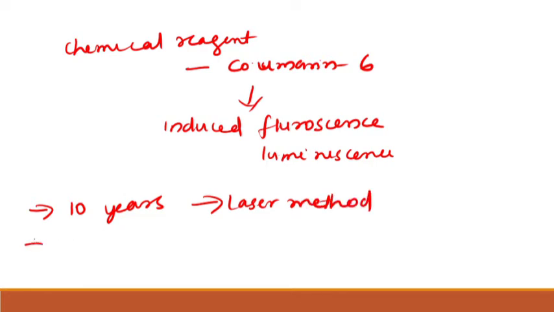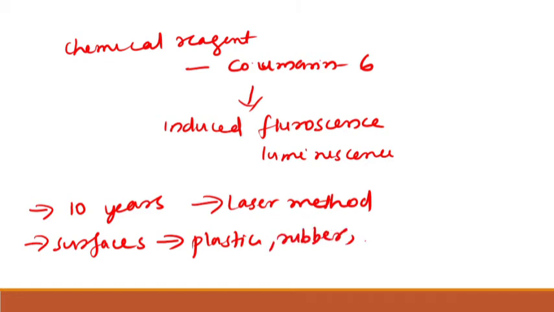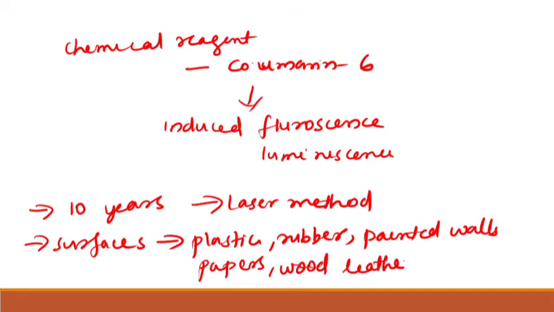and we can use this on surfaces such as plastic, rubber, painted walls, papers, wood, leather, etc. So from surfaces such as plastic, rubber, painted walls, papers, wood, leather, etc., we can develop latent fingerprints using the laser method, and even fingerprints as old as 10 years we can develop using this method.